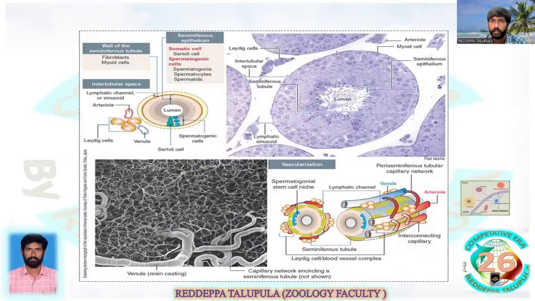Next, see here. It is one seminiferous tubule. It is another seminiferous tubule. It is one more cell. There will be a lymphatic sinusoid, as I discussed here. There will be the intertubular space, which is filled with Leydig cells, arterioles, and all those things. Okay. If we see specifically this, it is the stem cell niche, which is a junction of those already discussed 4 types of cells, and that junction will be the stem cell niche, where the spermatogenic cells will be present. Okay. Next.